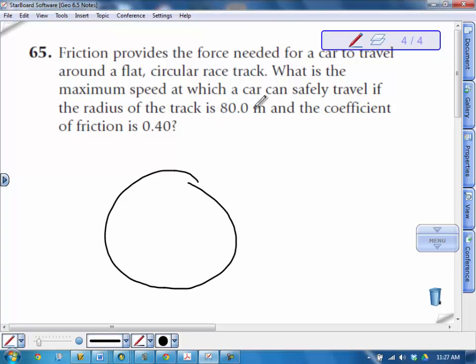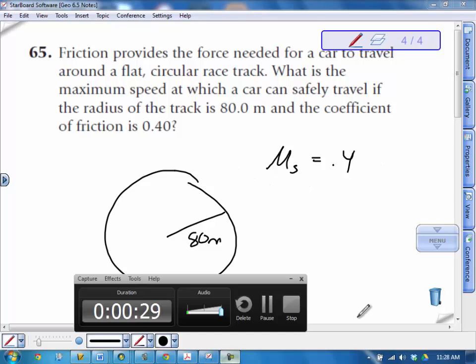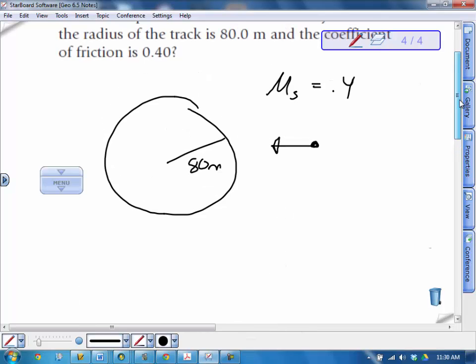Okay, what is the maximum speed at which the car can safely travel if the radius of the track is 80 meters? And the coefficient of, actually we'll say static friction here, is 0.4. Because the car won't be slipping on the road at all. The tires will be rolling, but there won't be any skidding, hopefully. So the first thing we want to do is set up a free body diagram.